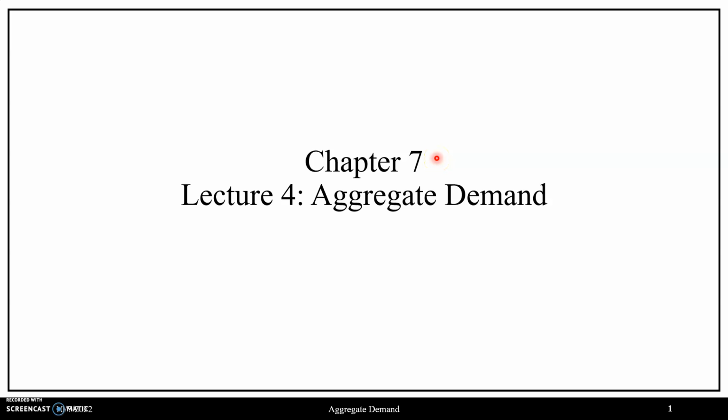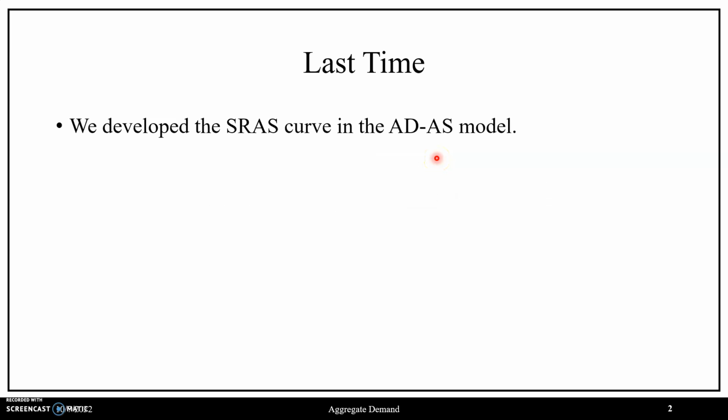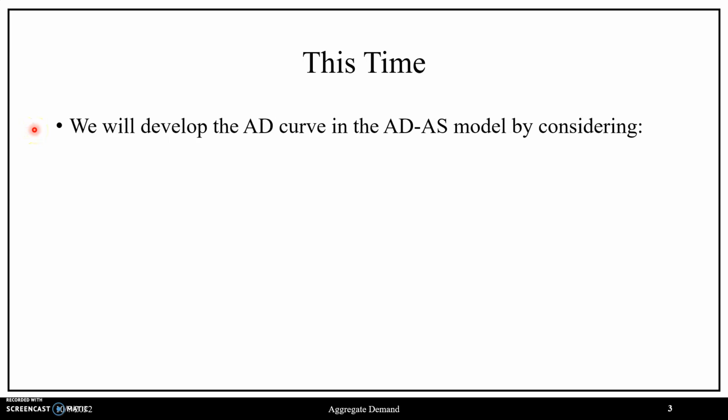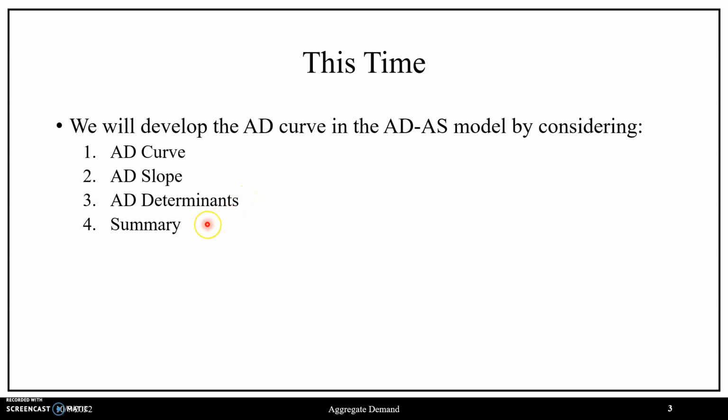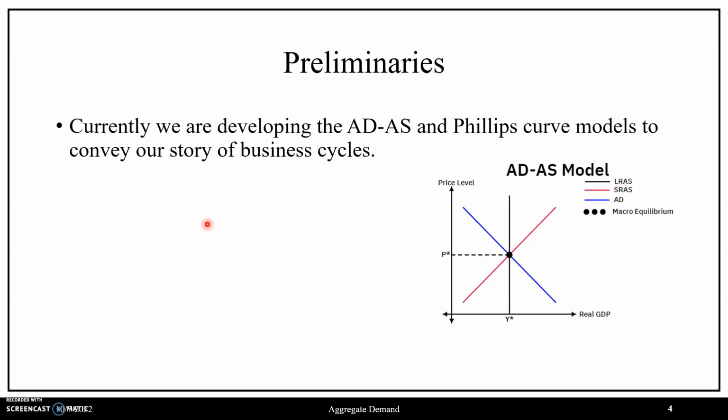In this video, we continue our discussion on Chapter 7, where last time we developed the short-run aggregate supply curve in our ADAS model. This time we will develop the aggregate demand curve by considering the curve itself in order to discuss its slope as well as determinants, from which we will conclude with the summary.